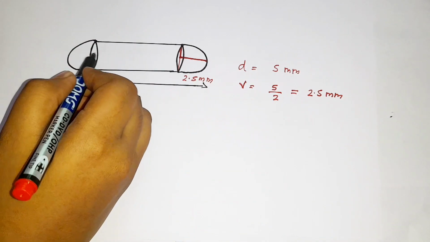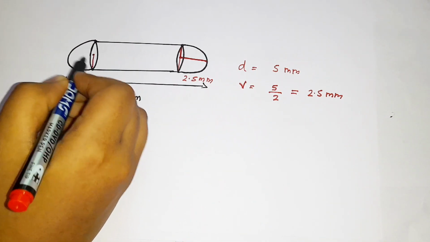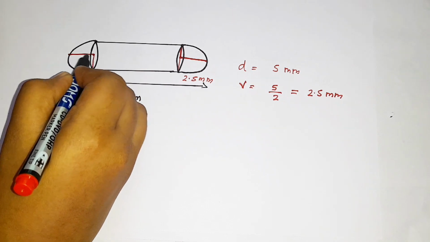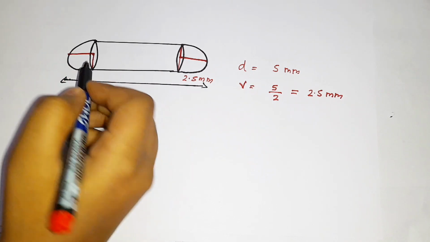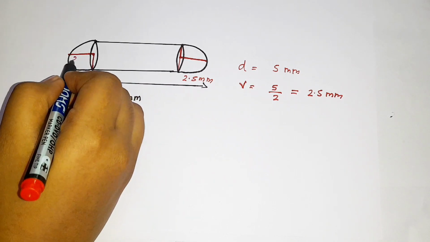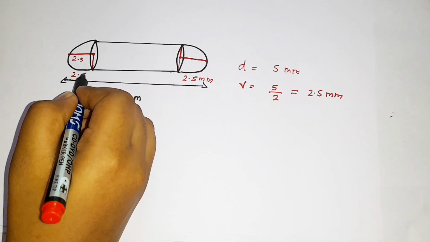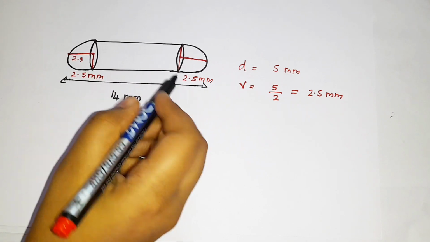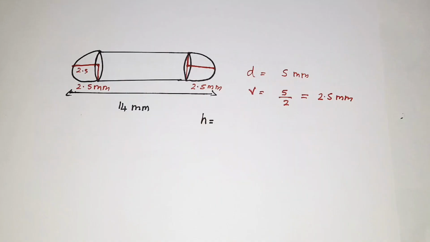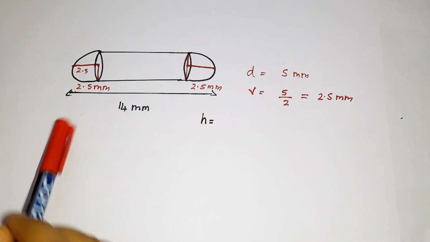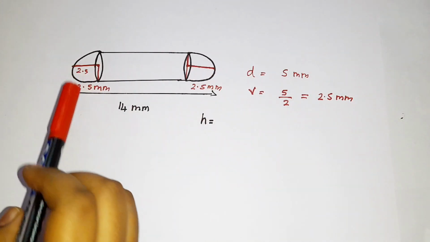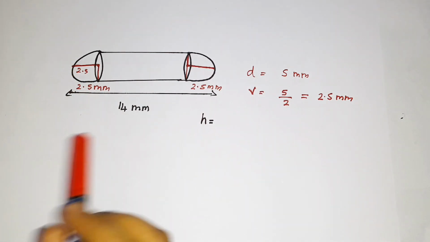Here also this is a radius. If the radius is 2.5, then here also it will be 2.5. Why am I writing it separately? Because I have two hemispheres. For what purpose am I finding these two lines? To find the height of the cylinder.